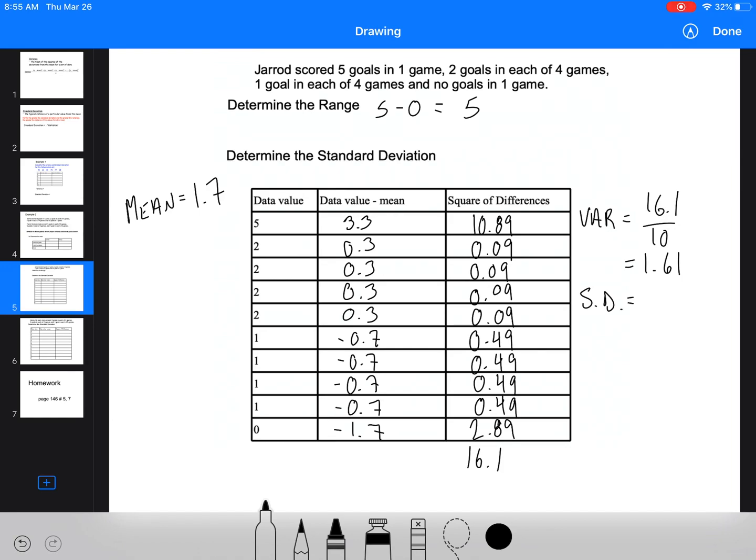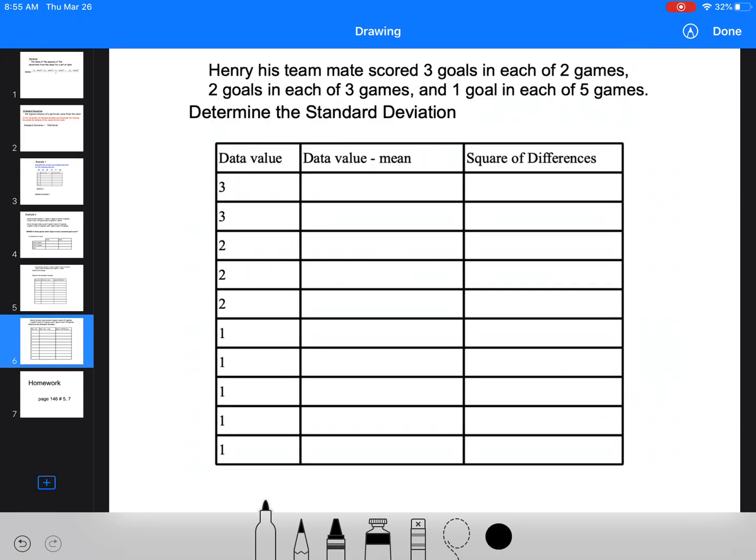And then our standard deviation, now there are symbols for this, but I'm not going to get into that, is 1.61 square rooted. So that is going to give us 1.27. So he's got a range of 5, meaning the difference in top and bottom is 5, and a standard deviation of 1.27. Okay, let's look at the next person.